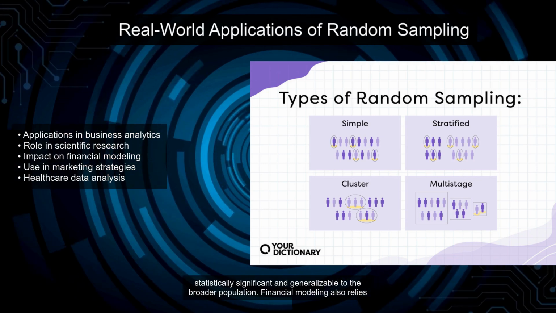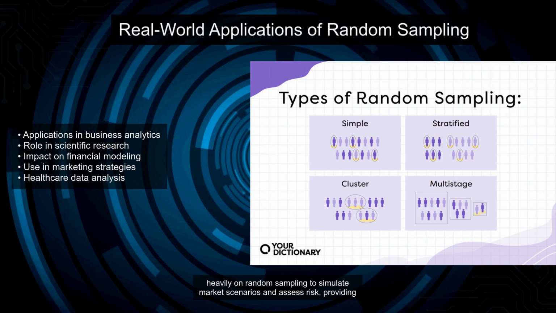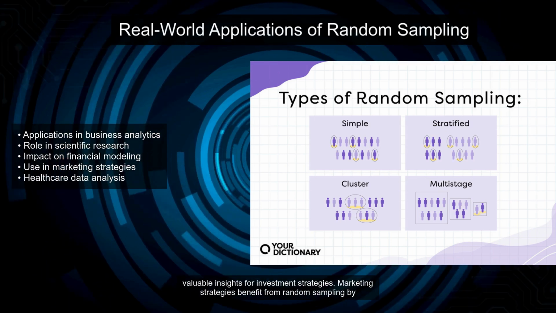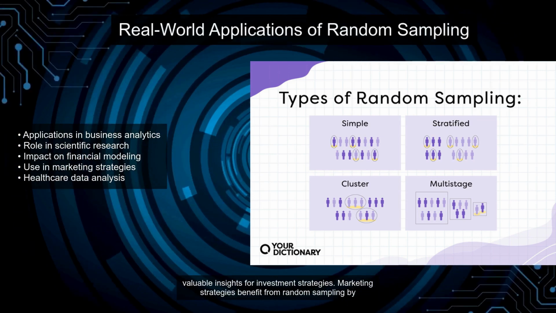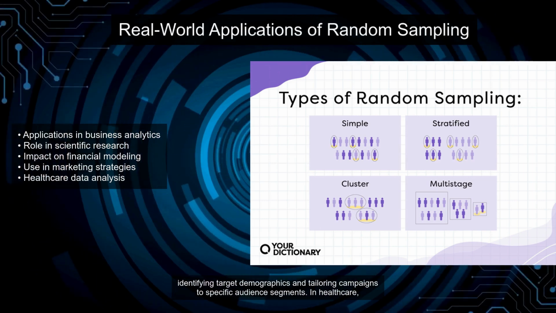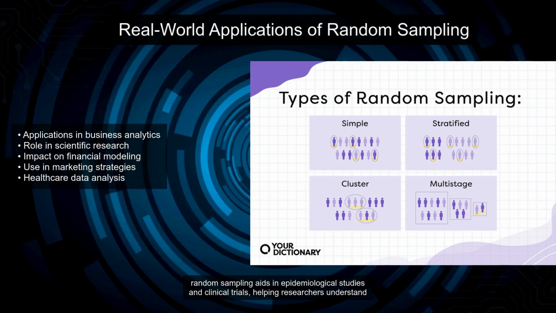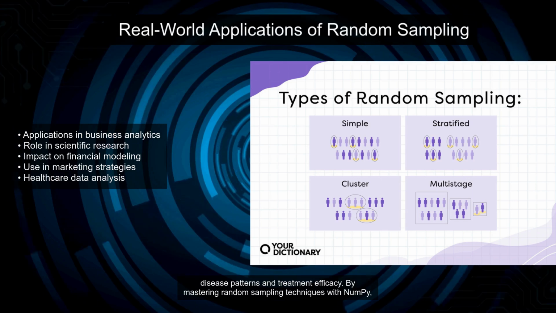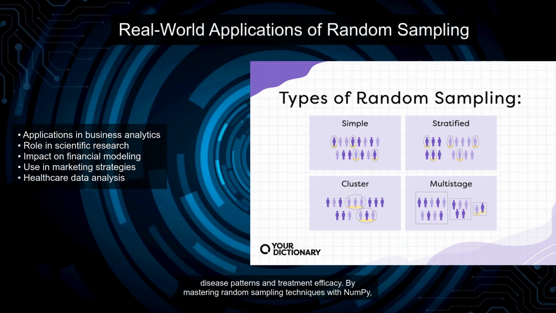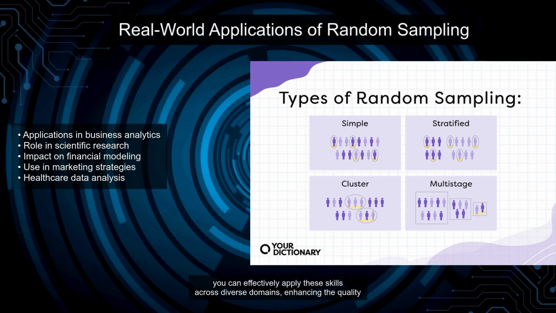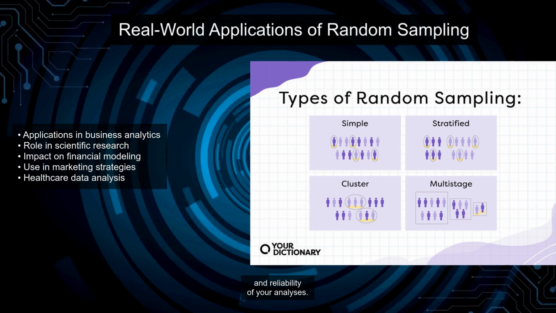In scientific research, random sampling is essential for conducting experiments and surveys, ensuring that findings are statistically significant and generalizable to the broader population. Financial modeling also relies heavily on random sampling to simulate market scenarios and assess risk, providing valuable insights for investment strategies. Marketing strategies benefit from random sampling by identifying target demographics and tailoring campaigns to specific audience segments. In healthcare, random sampling aids in epidemiological studies and clinical trials, helping researchers understand disease patterns and treatment efficacy. By mastering random sampling techniques with NumPy, you can effectively apply these skills across diverse domains, enhancing the quality and reliability of your analyses.